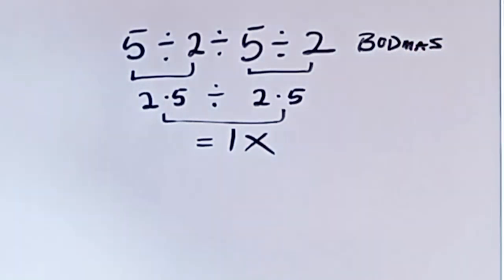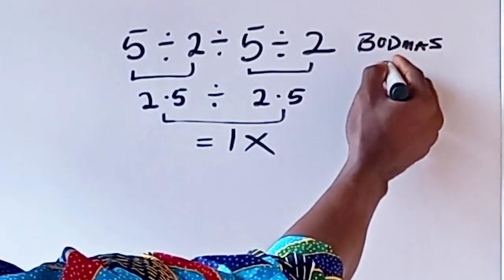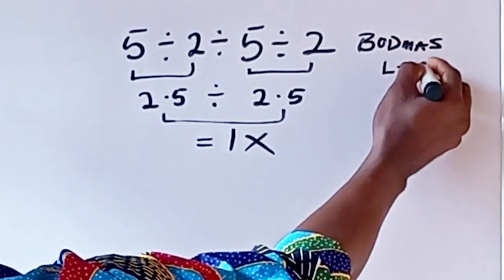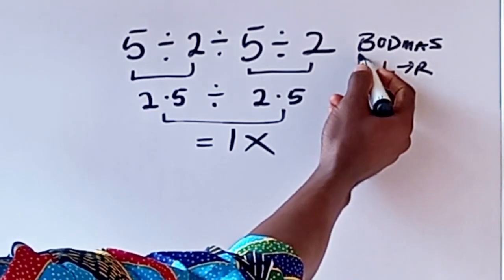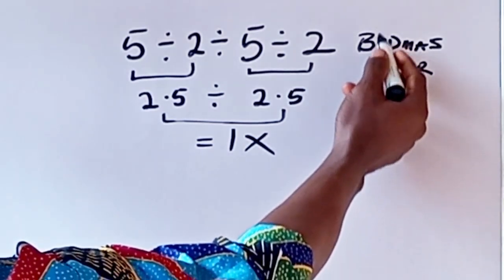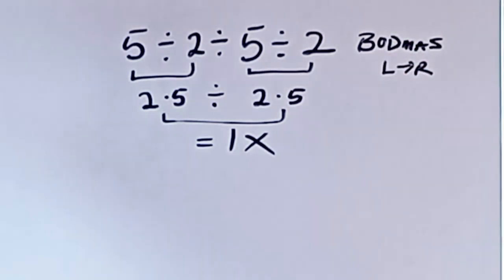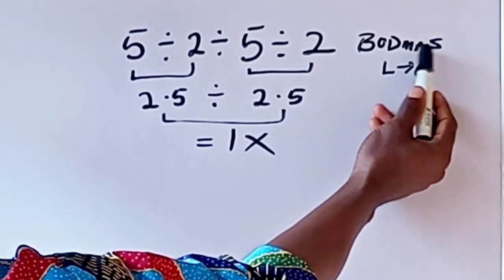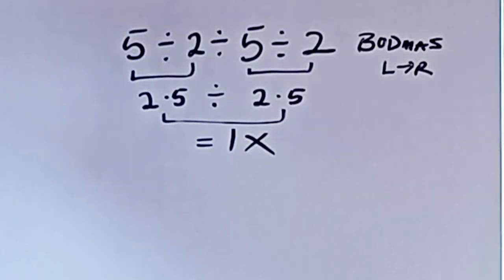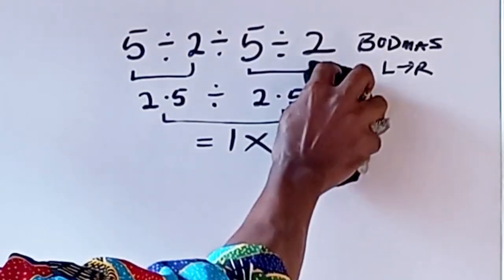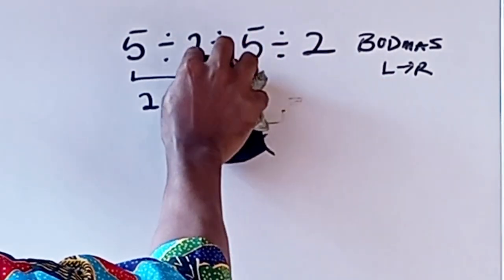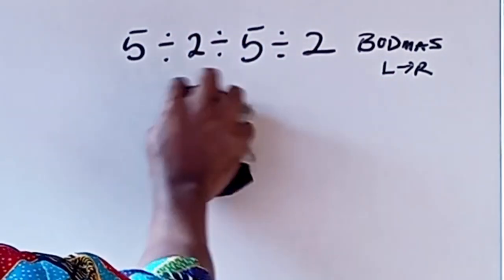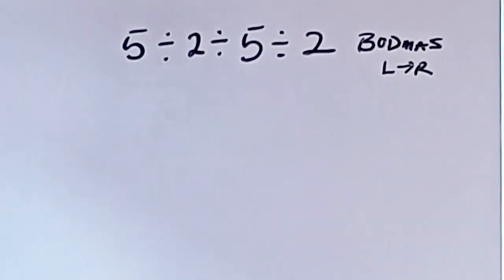according to the order of operation, which is BODMAS, we have to solve from left to right. B stands for bracket, O stands for order or exponent, D stands for division, M stands for multiplication, A stands for addition, and S stands for subtraction. So we are just following the rules from left to right. So let's divide from left to right and see the correct answer.